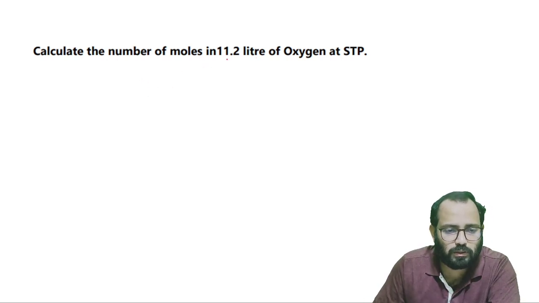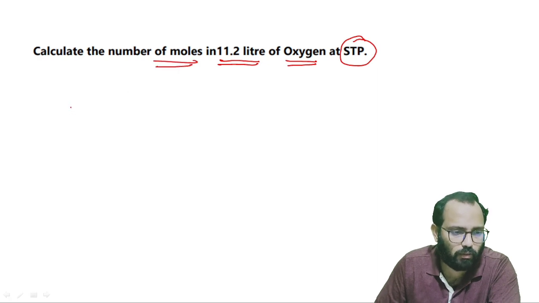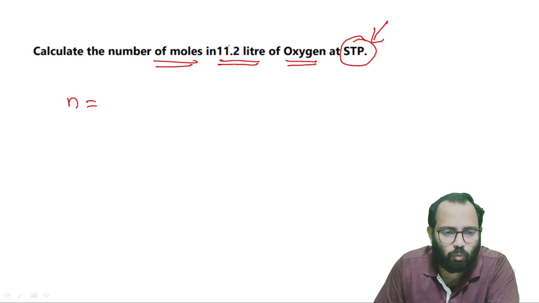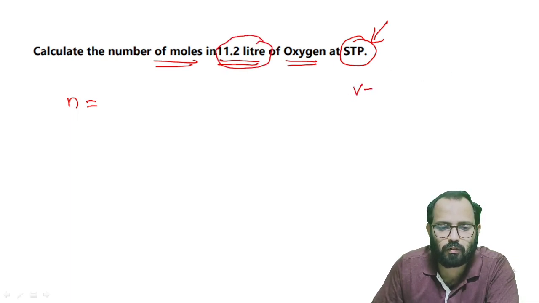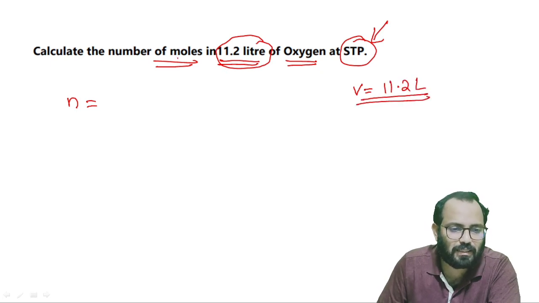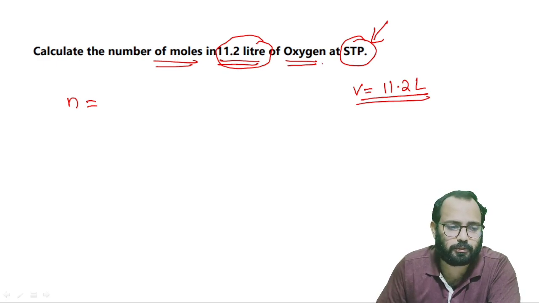Find out the number of moles in 11.2 liters of oxygen at STP. Look at that. They are asking the number of moles. We have to find out the number of moles at STP. What they have given is volume in liters, 11.2 liters. They are asking us to find out the number of moles, and they are telling that it is at STP.